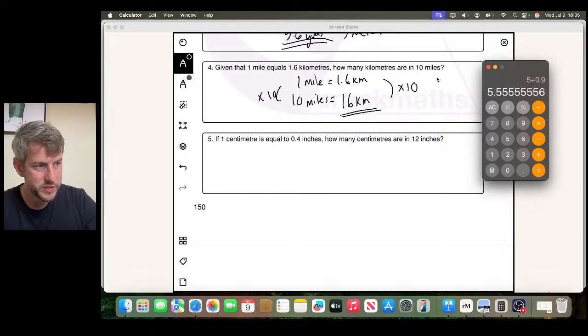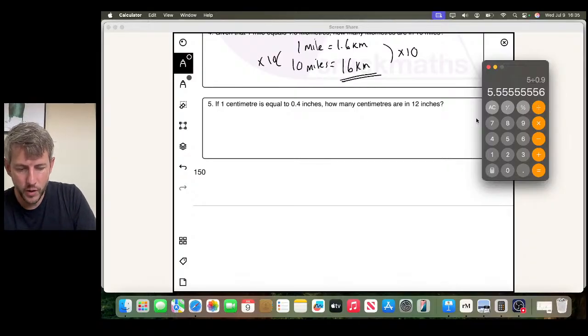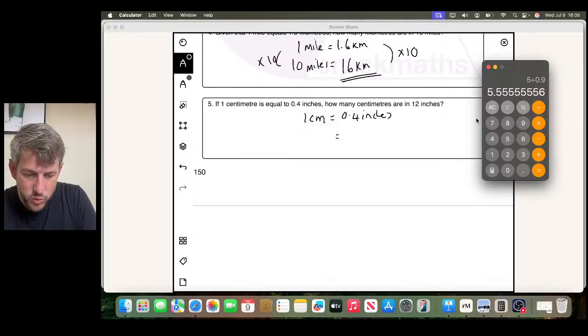Question 5. If 1 centimetre is equal to 0.4 inches, how many centimetres are in 12 inches? So here we go, 1 centimetre equals 0.4 inches. We want to know about 12 inches.